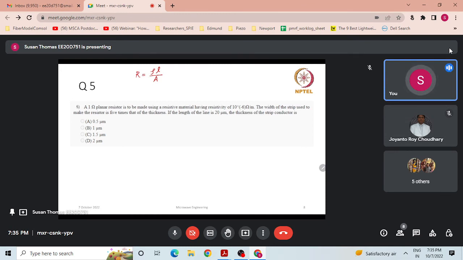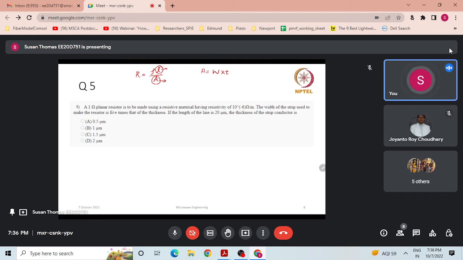When we realize this resistance using a strip line, then this area is nothing but the width of the strip line multiplied by thickness of the strip line. So this is the area, and length is nothing but length of the strip line. Okay, so this L is the length of the strip line, this A is the area, which is W into thickness, and rho is resistivity, that is a material parameter.